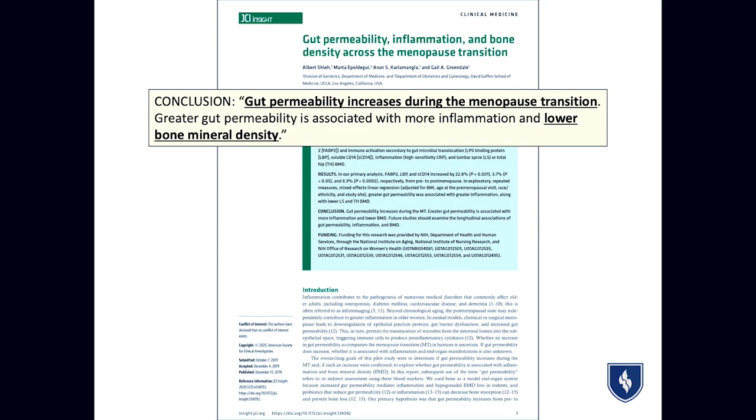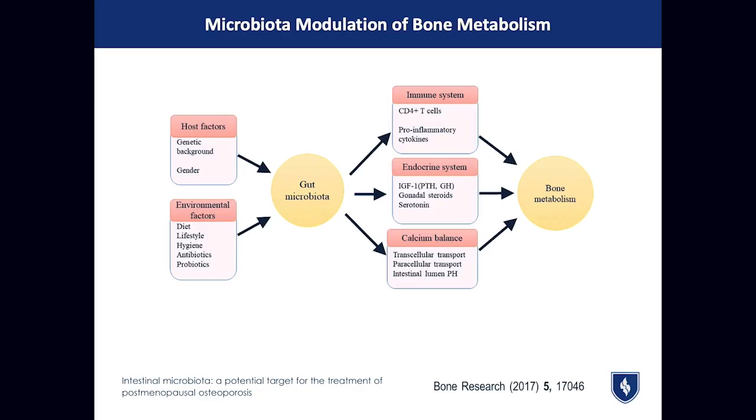menopause transition. So this is the paper that was published called Gut Permeability, Inflammation, and Bone Density Across Menopause Transition. Gut permeability increases during menopause transition because estrogen levels drop. Greater gut permeability is associated with more inflammation and lower bone mineral density. So here you can see in this paper, they show the gut microbiota, when there's intestinal permeability type patterns, these shifts take place that then shift into altered bone metabolism that then lead to osteoporosis.